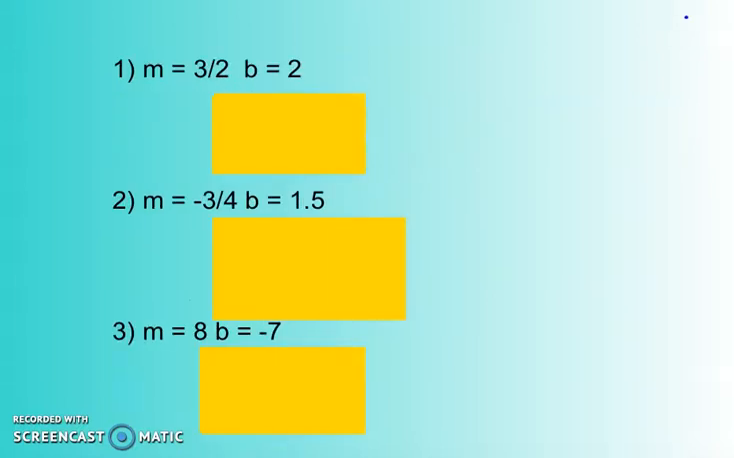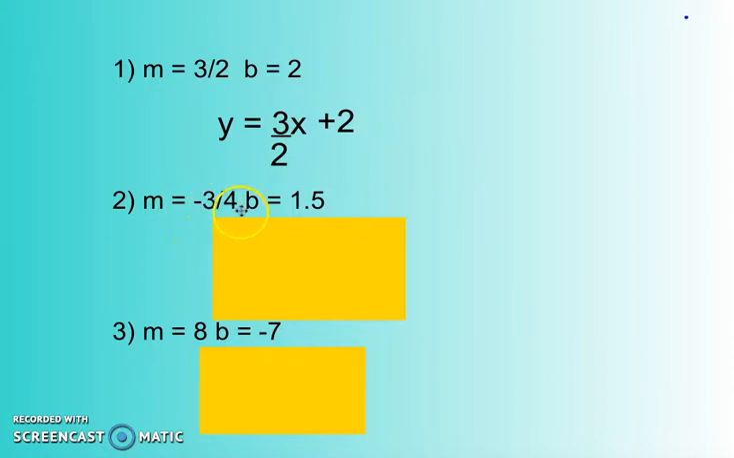Okay, so let's look at 3 other problems. We have our slope is 3/2, our y-intercept is 2. If I write that equation, that's what it would look like. Notice I did not change this improper fraction to a mixed number because slope, remember, is rise over run. It can stay as an improper fraction. Same thing is true with this one.